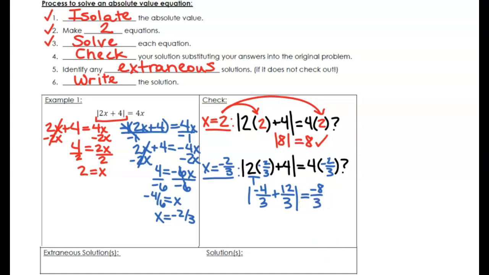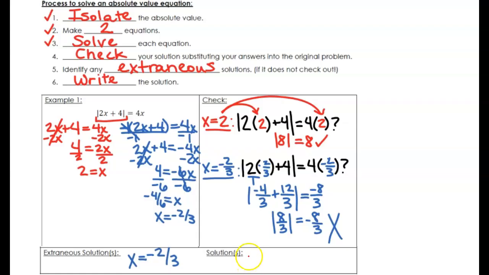So now the last thing that we have to do is this math here. So I'm going to add my fractions, meaning I'm going to add the numerators and keep the denominator. Negative 4 plus 12 is 8. I'm going to divide by 3, take the absolute value, and it's supposed to be equal to negative 8 thirds. Is it? The answer is no, it is not. You can't take the absolute value of something and get a negative answer. So that is an extraneous solution. X equals this negative 2 thirds doesn't work out. So that is an extraneous solution.